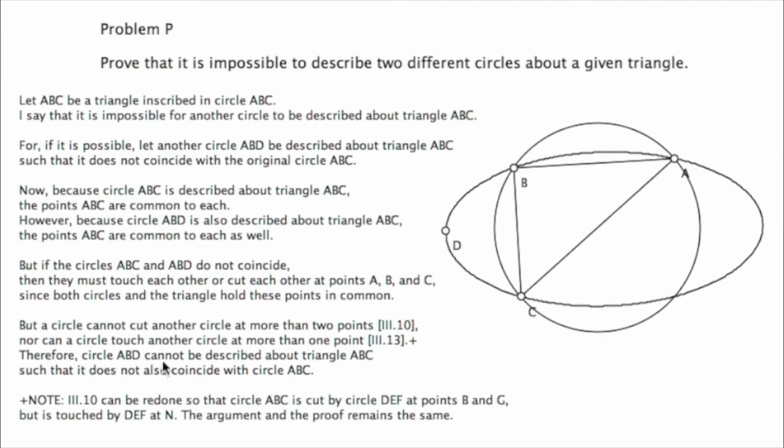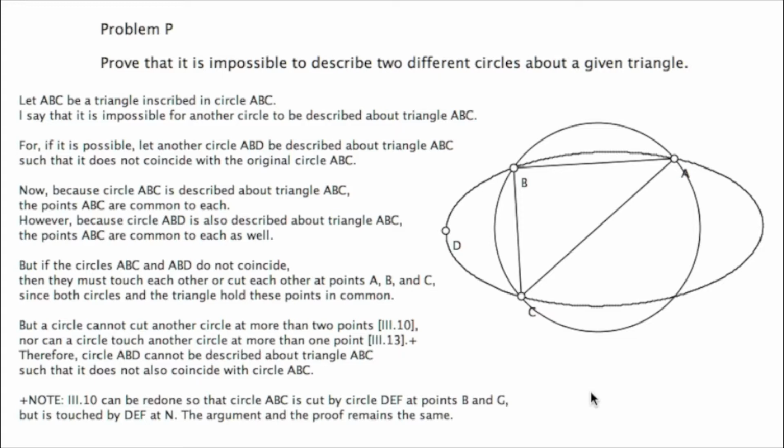Therefore, circle ABD cannot be described about the triangle ABC such that it does not also coincide with the circle ABC. So there we've proven that because it requires 3 points, it requires there to be these 3 points in common, and two circles cannot have 3 points in common without being the same circle. And so for that reason, there's no way to draw two different circles about the same triangle.